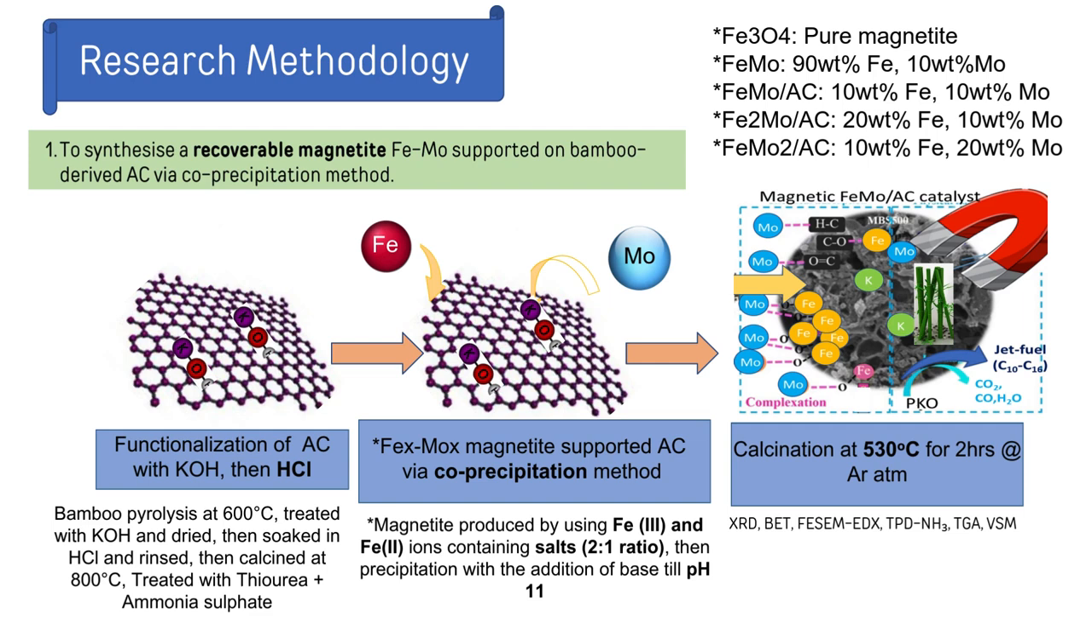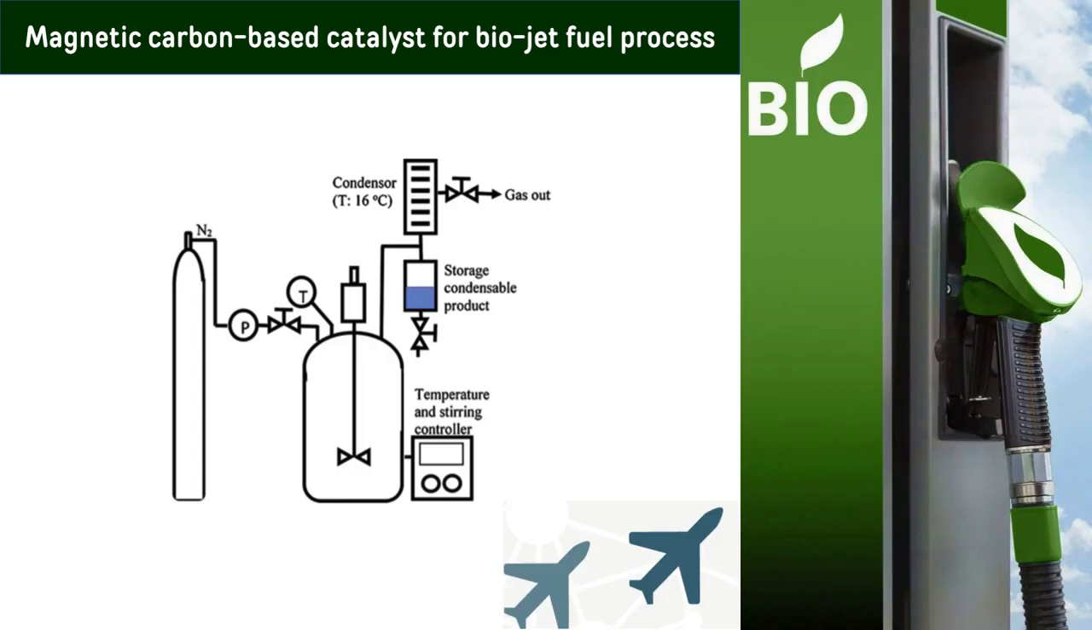Catalysts with different active metal and support weightage are synthesized to find out which is the most viable for deoxygenation reactions. All catalysts are screened using XRD, BET, FESEM, TPD-NH3, TGA, and VSM. This diagram shows the setup of our deoxygenation reaction.